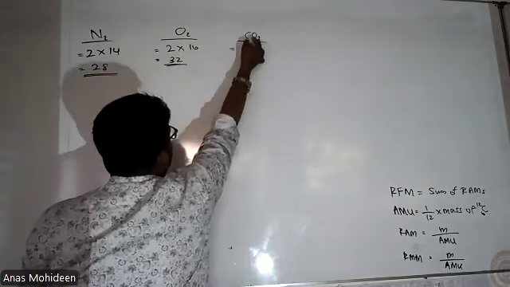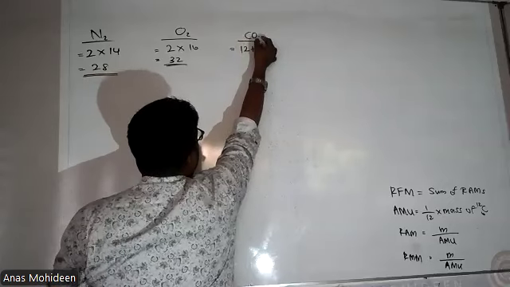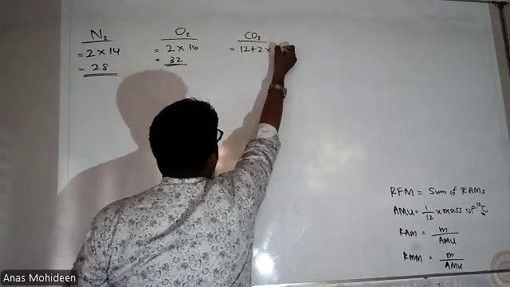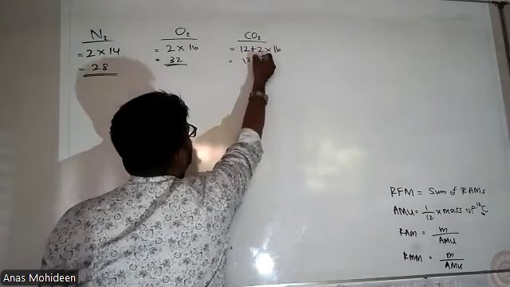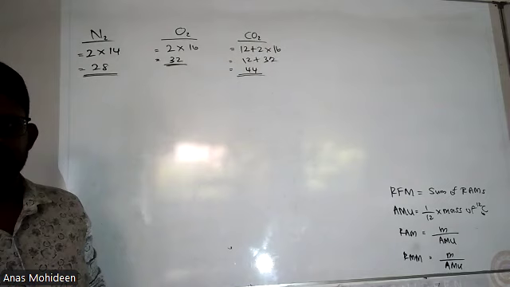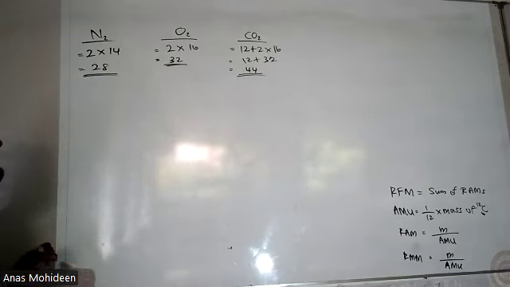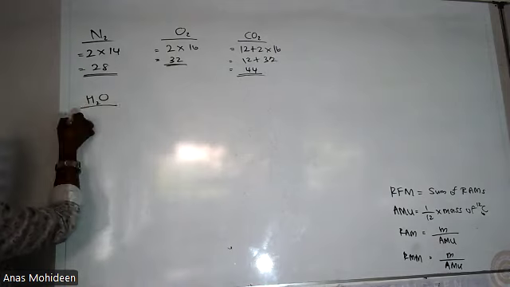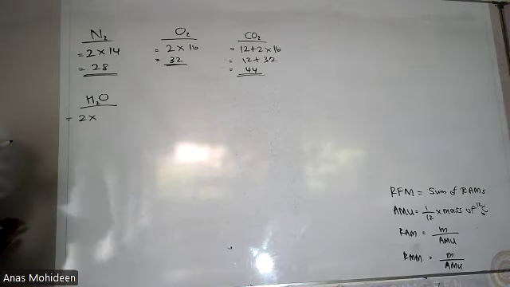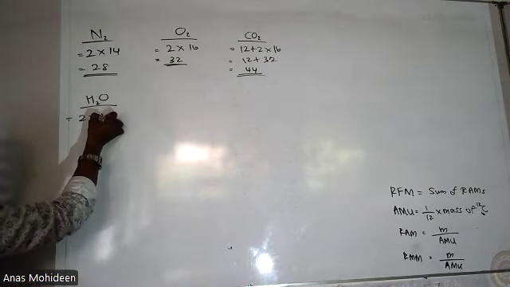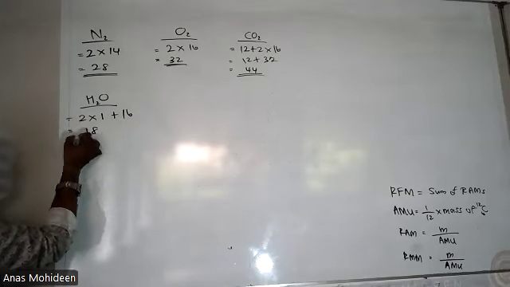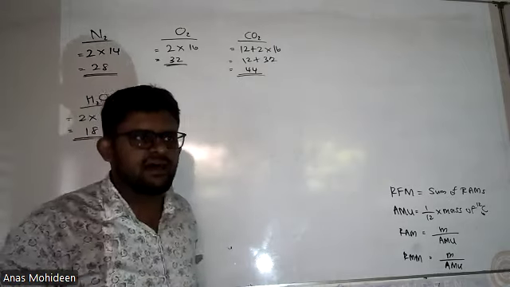Who is next? Carbon dioxide. 1 carbon. Carbon is 12. 2 oxygen. You see CO2. Carbon 1, O2. 2 into how much is oxygen? 16. 12 plus 32, 44. Okay. Who is next? H2O. 2 hydrogen. How much is hydrogen? 1. Send it to your mind. Hydrogen is 1. 2 into 1 plus oxygen. Now you know oxygen 16. How much is the total? 18. Correct? Is it hard?